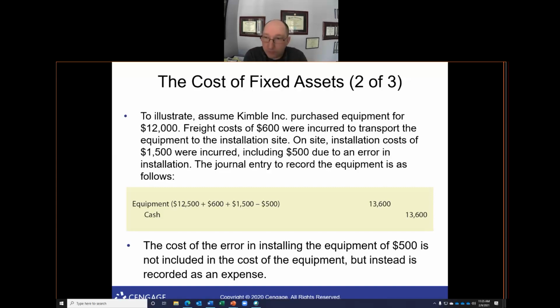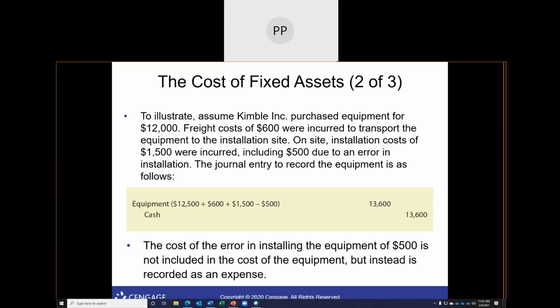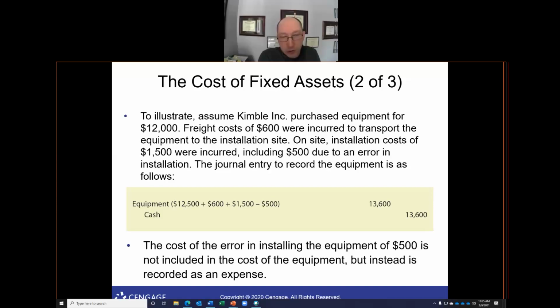But that is only if they have like damage or something. That's right. So the only time you would subtract from that original cost is if there was like damage or an error during installation, like in this example. That's right. Very good.